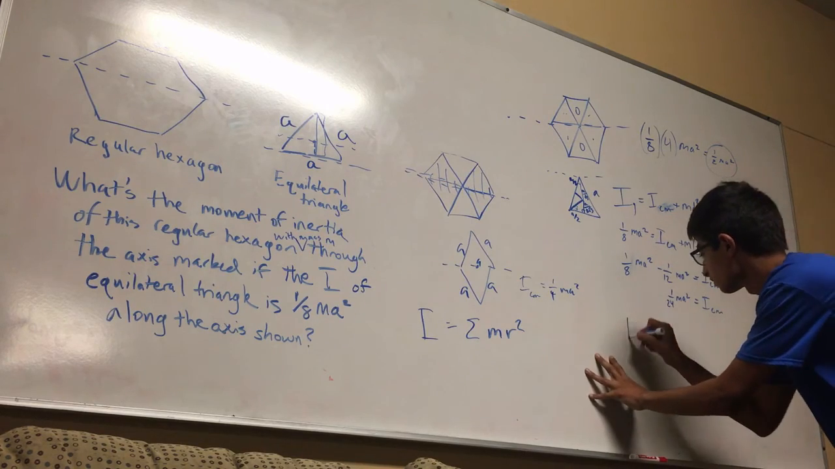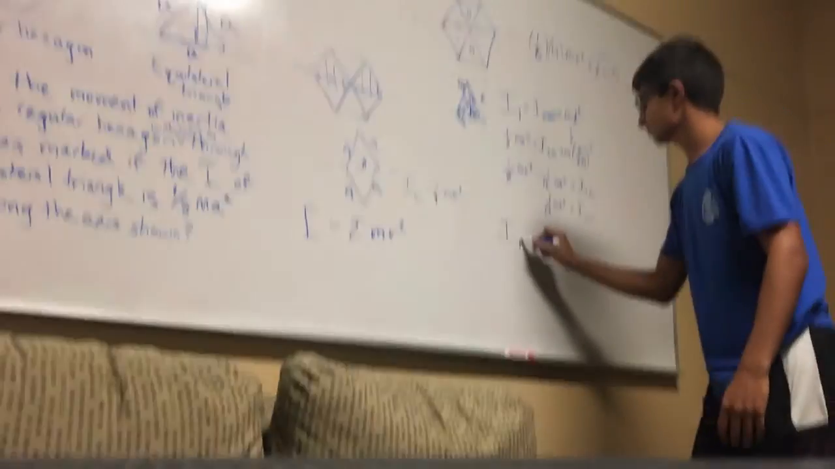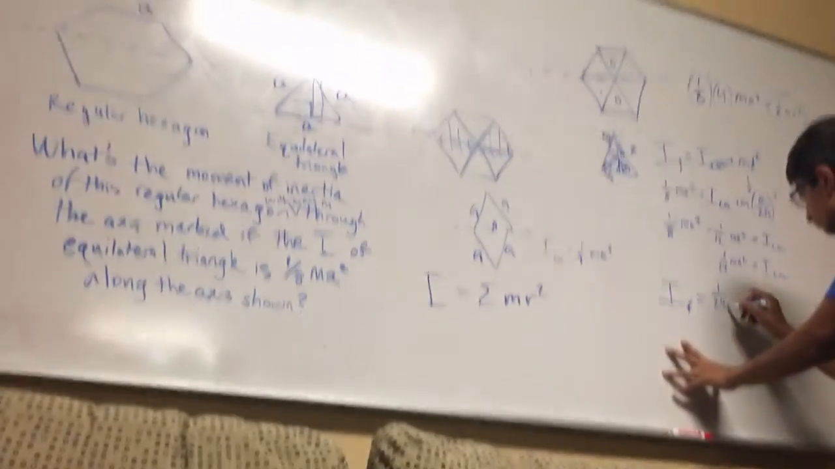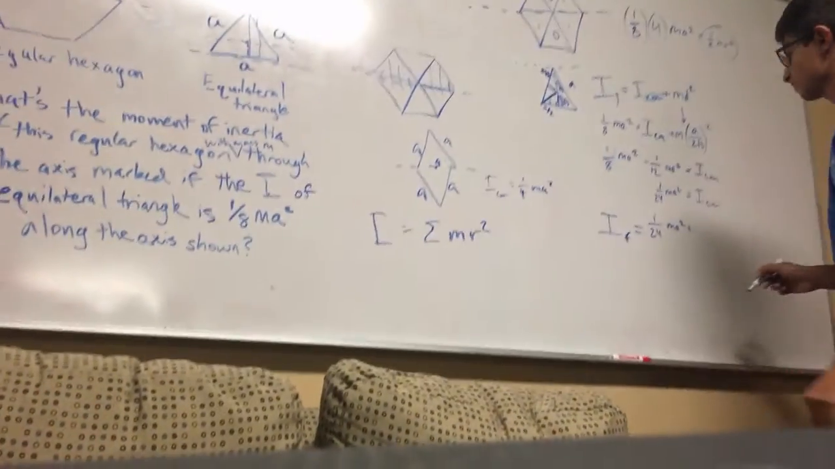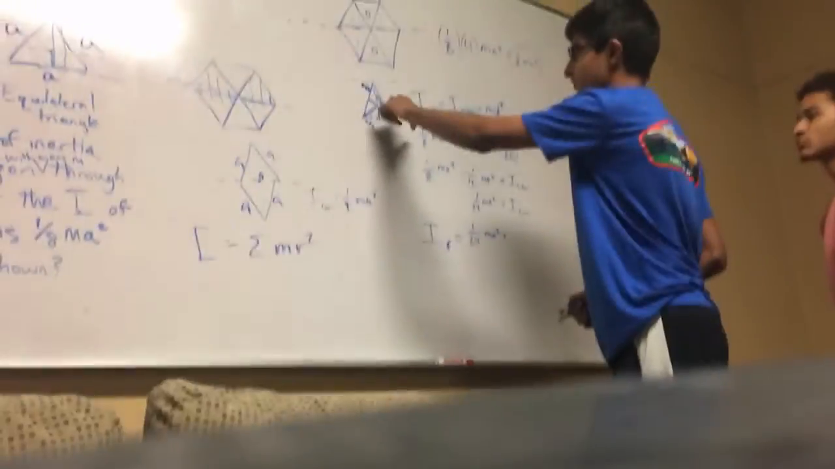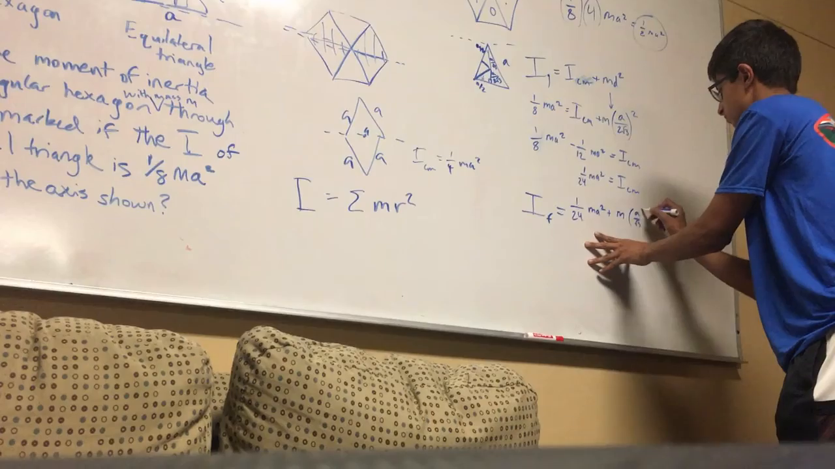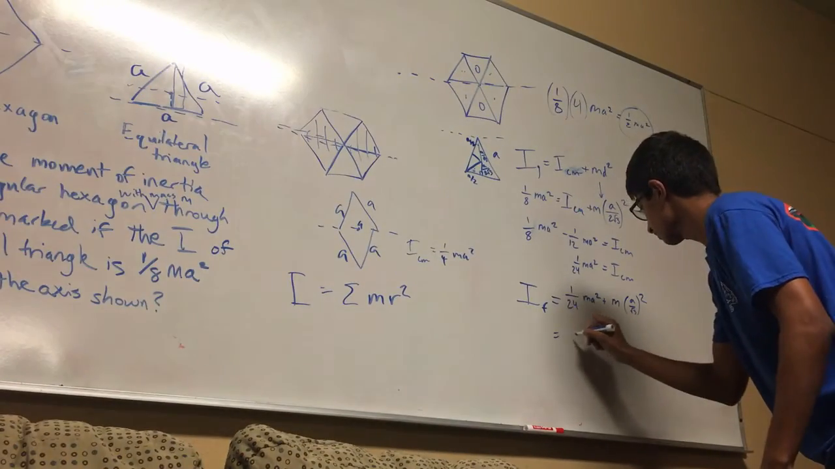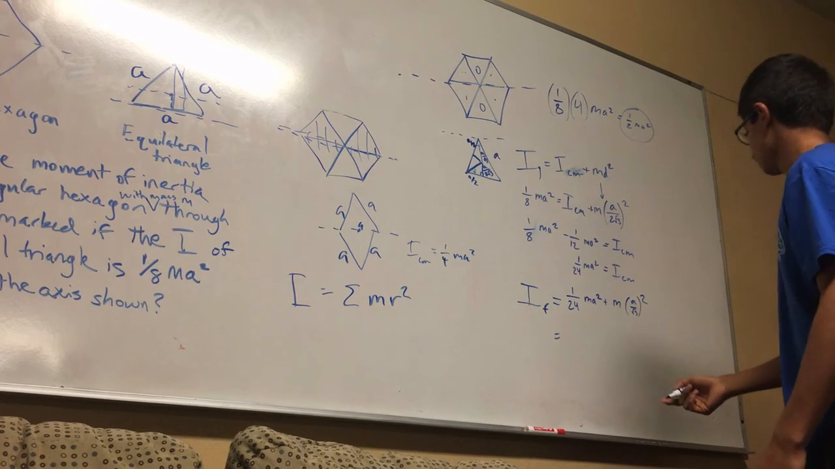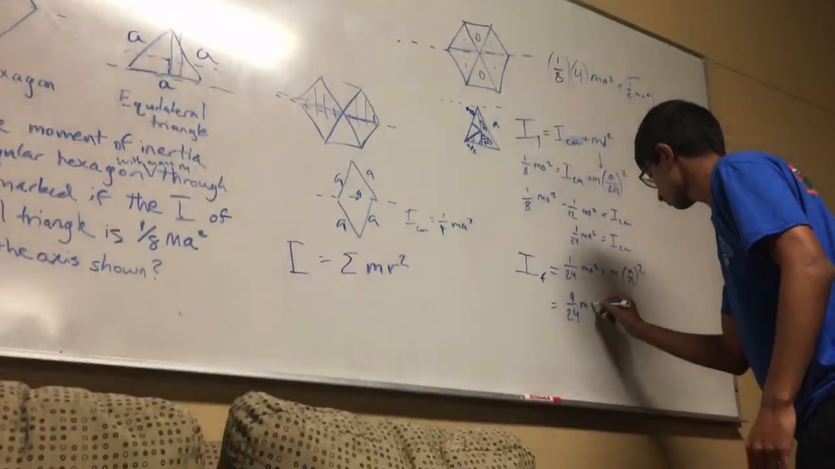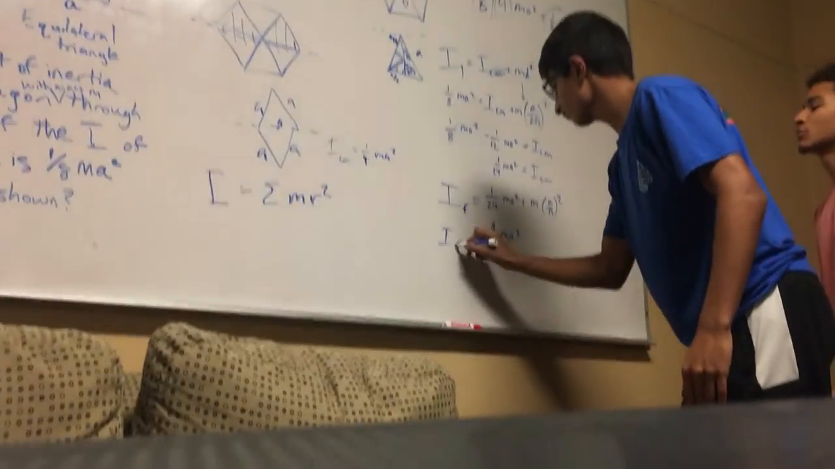Let's say I sub f is equal to our center of mass using the formula of the parallel axis theorem. That's equal to 1 over 24 ma squared plus our md squared. And we know that our d value, our distance, is a over root 3. So we have m times a over root 3 squared, which is a squared over 3. Then 9 over 24 ma squared is the I final.